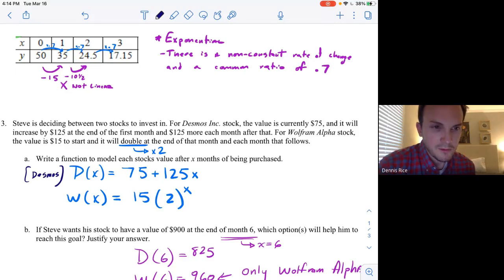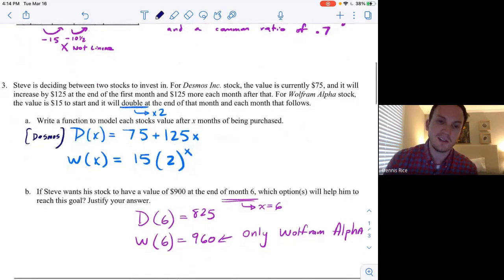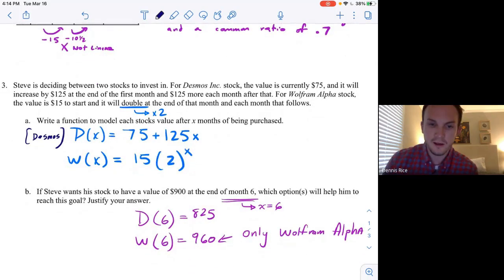Any problems with A? For 4, Steve wants his stock to be $900 at the end of month 6. So obviously we're going to evaluate 6. I would type these into y equals, and see what happens at month 6. So for Desmos is at 825. Okay, not quite enough. Wolfram's at 960. He can choose that option. So if you're asked to evaluate them, don't try to do it by hand. Just use y equals. Write down what you observe, but you certainly don't need to show every single little thing. There won't be adjustments on the test, no.